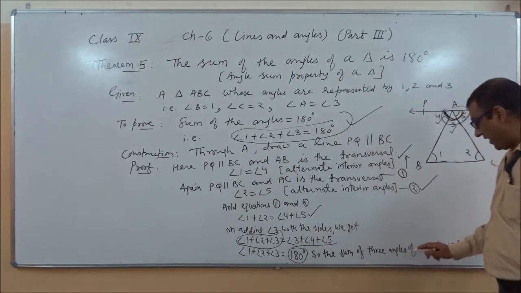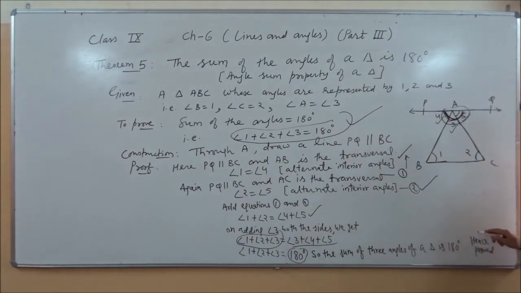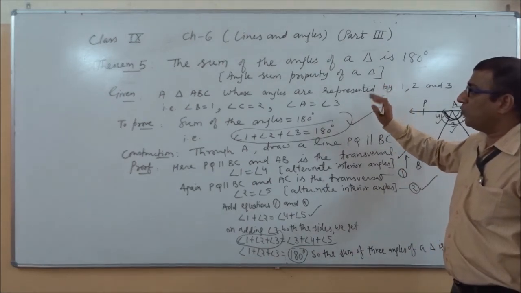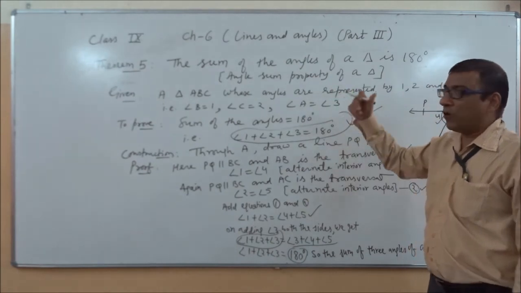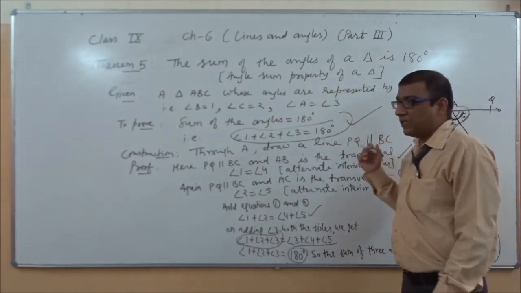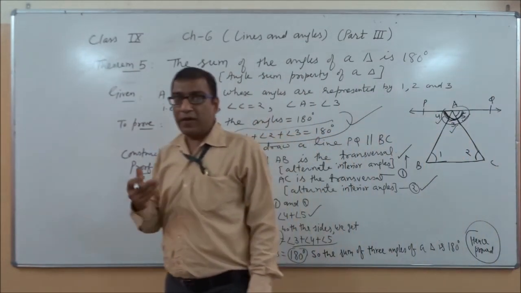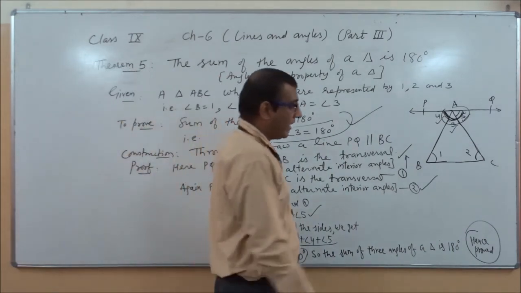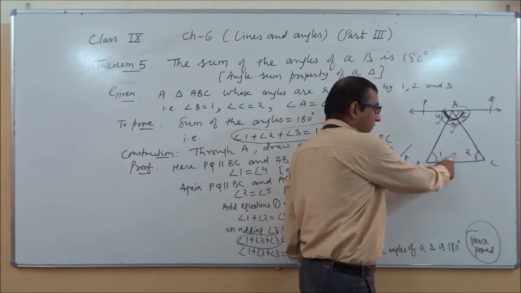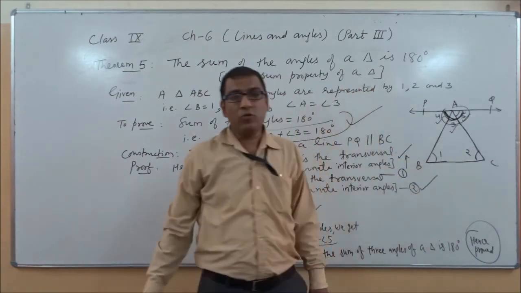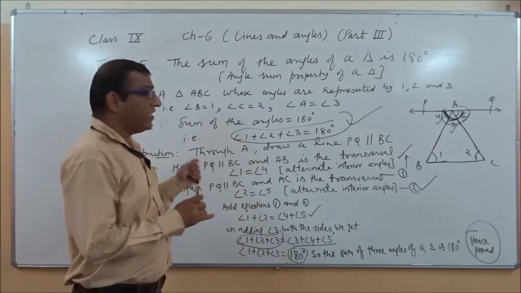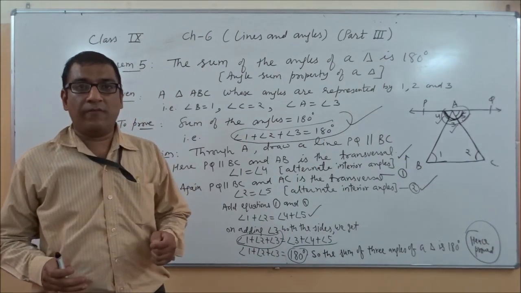So the sum of the three angles of a triangle is 180 degrees, and at last we will write down, hence proved. So I hope with the help of this theorem we can easily prove the angle sum property, or we can say the sum of the three angles of a given triangle is equal to 180 degrees. It means in this triangle we can say the sum of angle 1 plus angle 2 plus angle 3 equals 180 degrees.